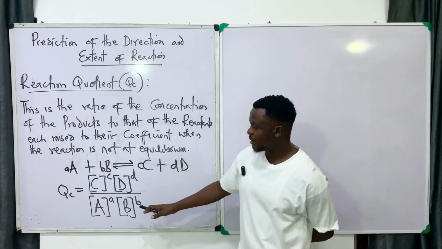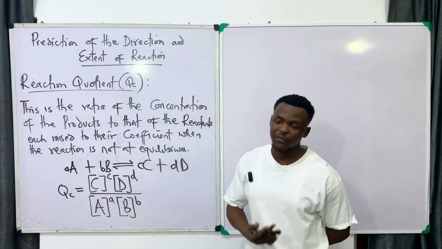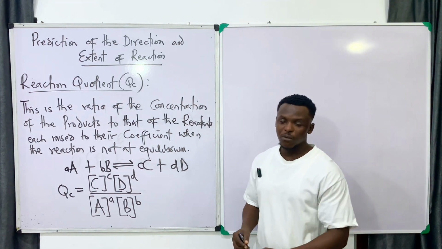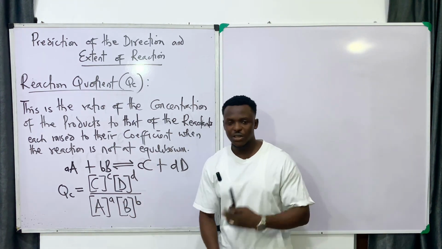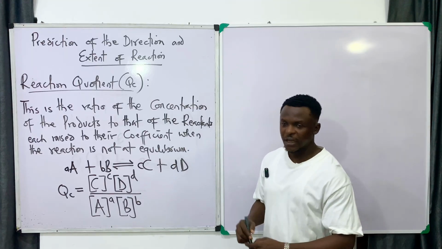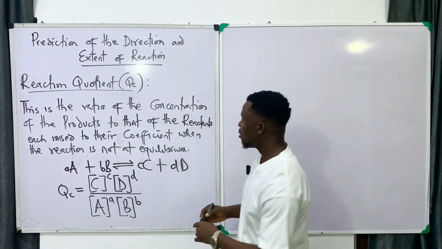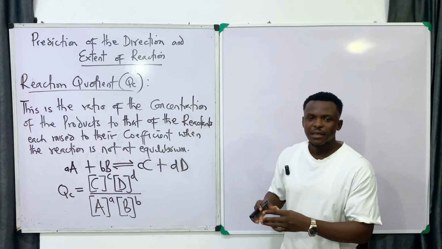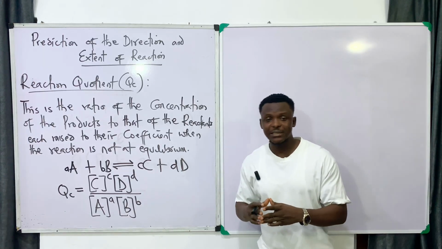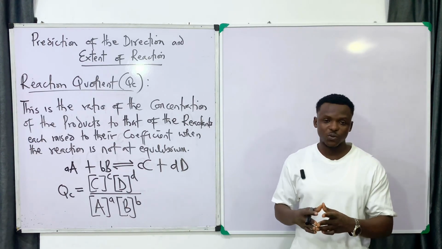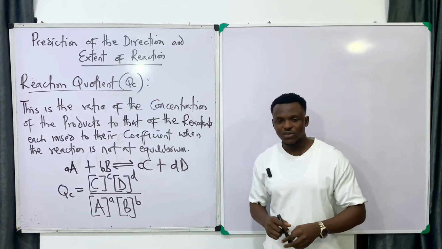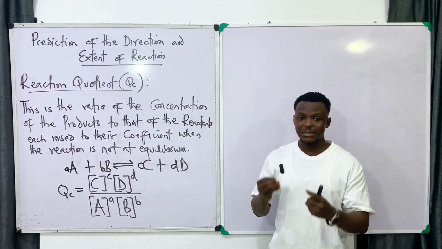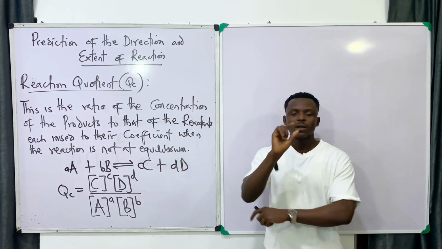So this is actually the expression of reaction quotient, and of course you agree with me that this is the same thing as the one for equilibrium constant, but you only write this when the reaction is not at equilibrium. Okay, now since we've established what reaction quotient is, in order for us to be able to predict the direction of an equilibrium reaction, we need to compare the value of the reaction quotient to that of the equilibrium constant.